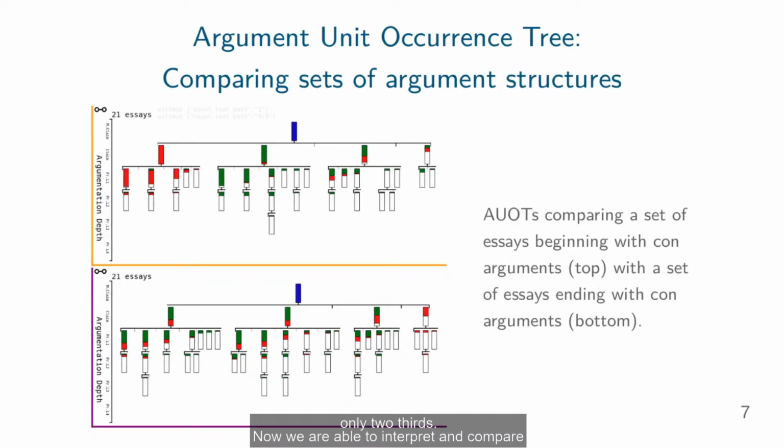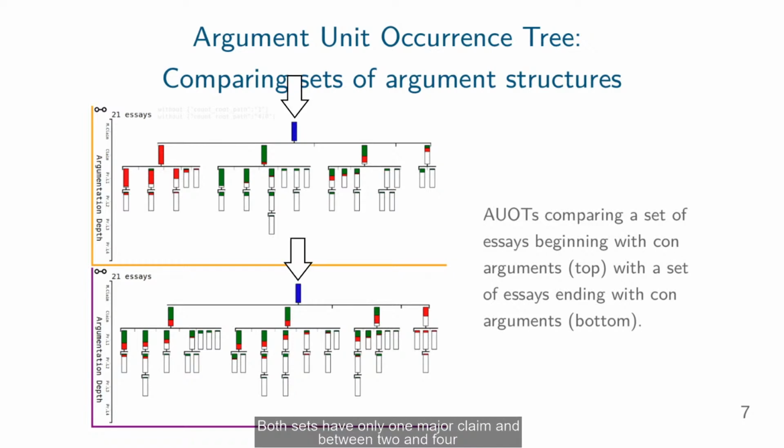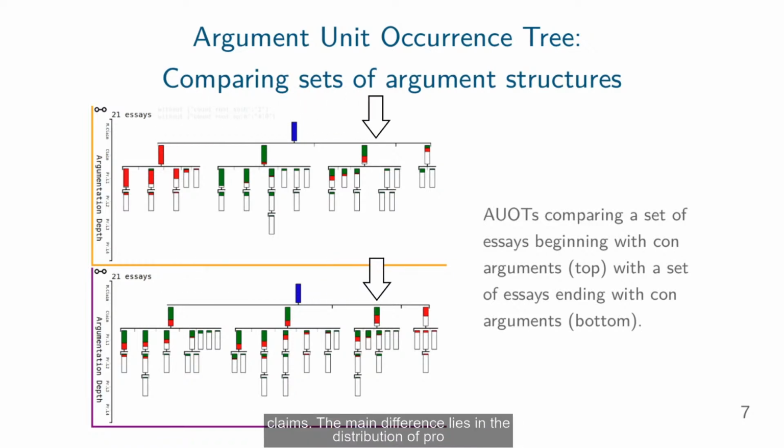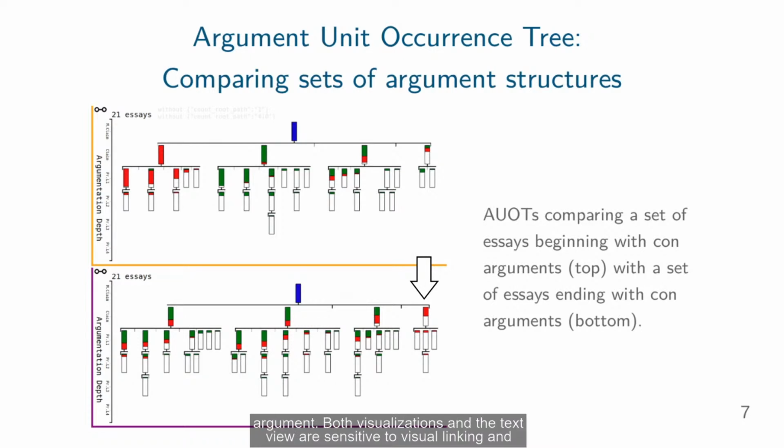Now we are able to interpret and compare the 2 argument unit occurrence trees that each represent 21 essays. Both sets have only 1 major claim and between 2 and 4 claims. The main difference lies in the distribution of pro and con units. The upper set begins with arguments against the major claim, while the lower set has higher probabilities for con arguments in the later parts of the essays, suggesting that they end with a con argument.